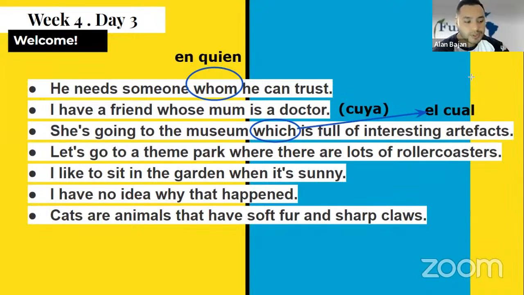She's going to the museum. I can say that. But what museum? A museum in the capital, a museum of art, a museum of biology? Oh no, she's going to the museum which is full of interesting artifacts. Oh, you are describing the kind of museum she will go to. Probably a general museum, right? Or a science museum.